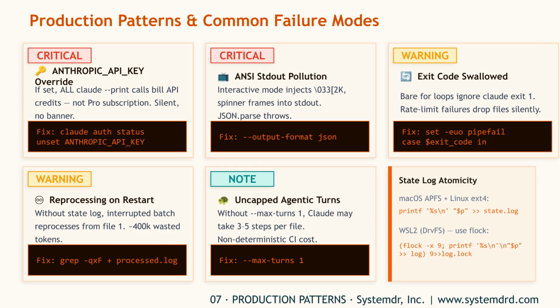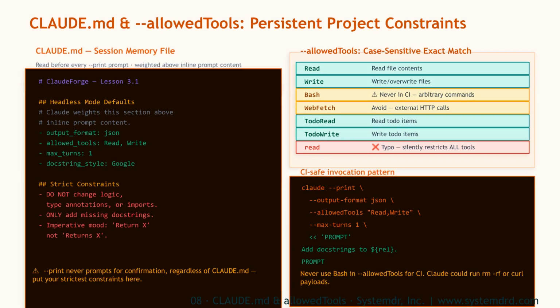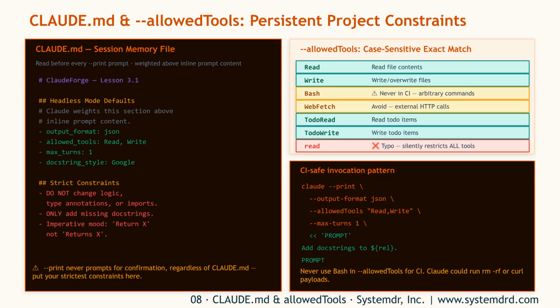Bottom right, the state log atomicity note. On macOS APFS and Linux ext4, a single append is atomic for short strings. On Windows WSL2 with a DrvFs mounted file system, you need flock if you're running concurrent processors. For sequential processing, which is this lesson, you don't need it. Two mechanisms that are often overlooked but matter for production safety: Claude.md and the allowedTools flag.